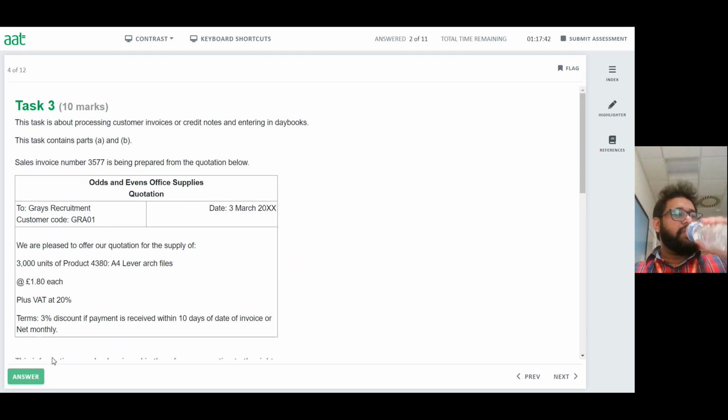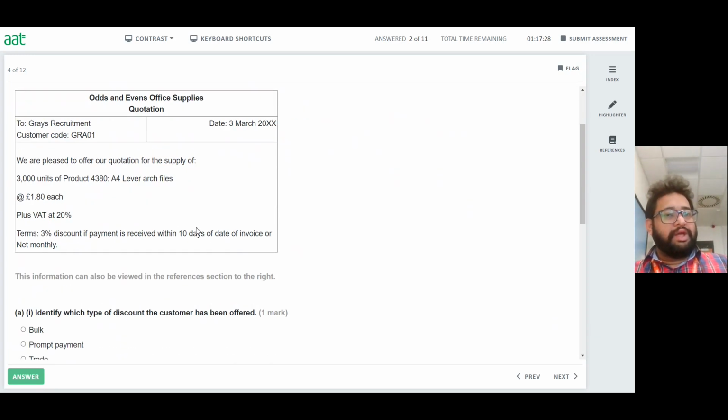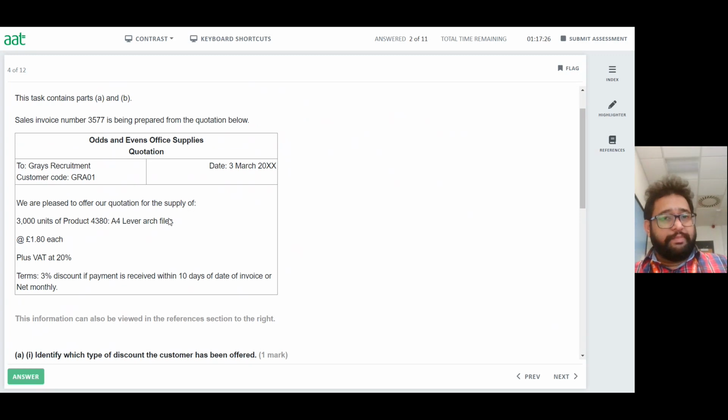Now let's do task 3. This is about processing customer invoices or credit notes and entering in day books. This task contains parts A and B. Sales invoice 3577 is being prepared from the quotation below.